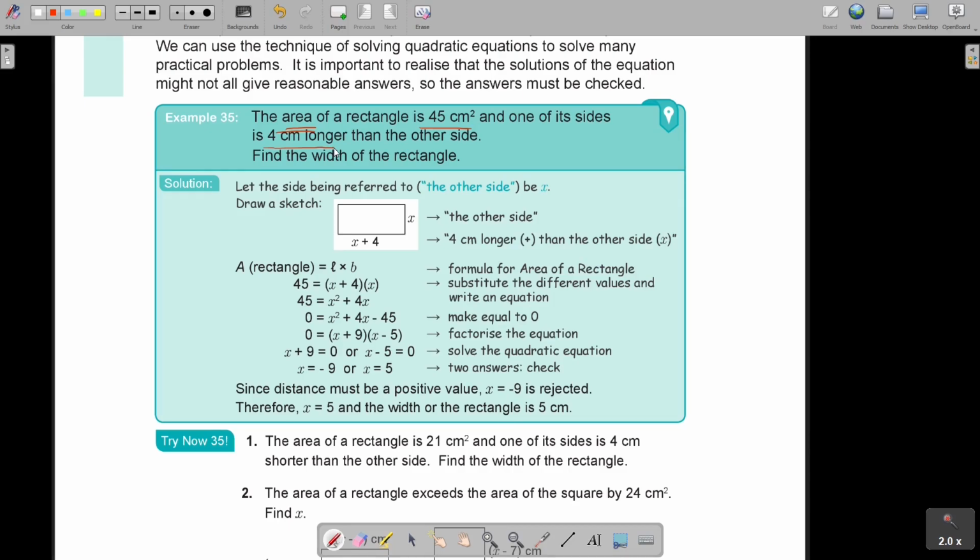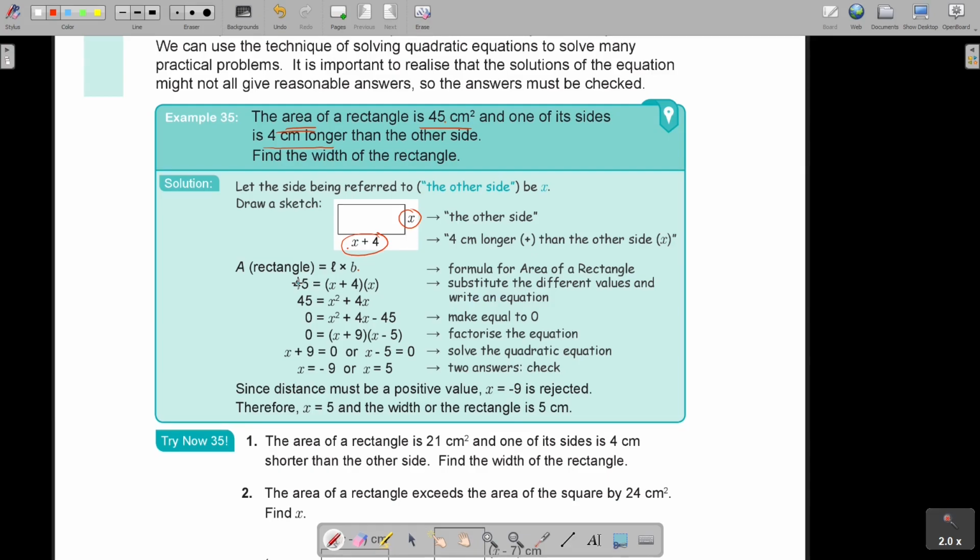So the one that they refer to, make that x. If the other one is longer, then it's x plus 4. Then I know that the area of a rectangle is length times breadth. So I just do substitution. I put in the 45, I put in the two sides, I solve. I see it's a quadratic equation, I take everything to one side. Now I can solve quadratic equations by either factorizing them, or using the formula, or completing the square. I just wanted to show.